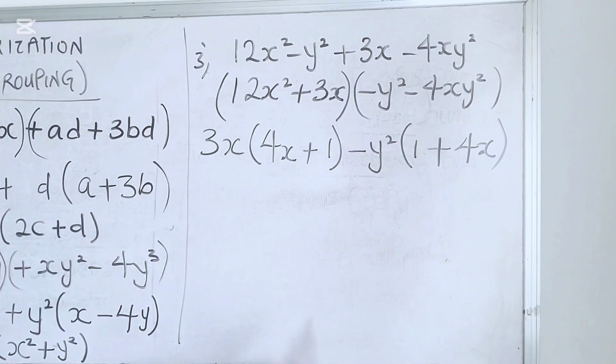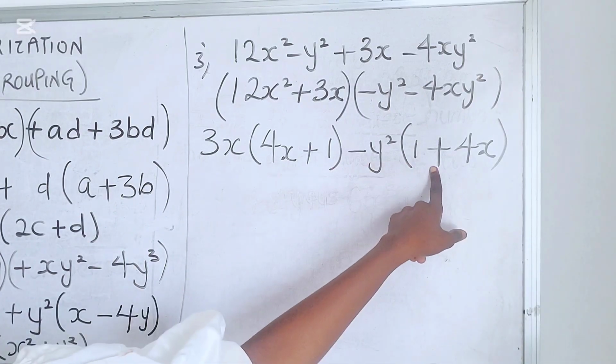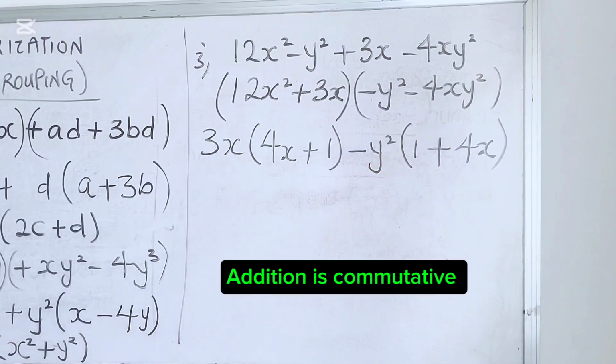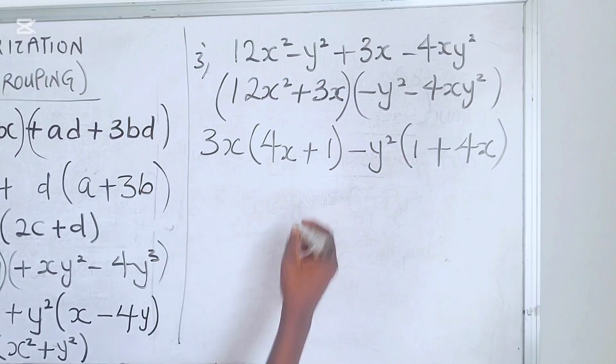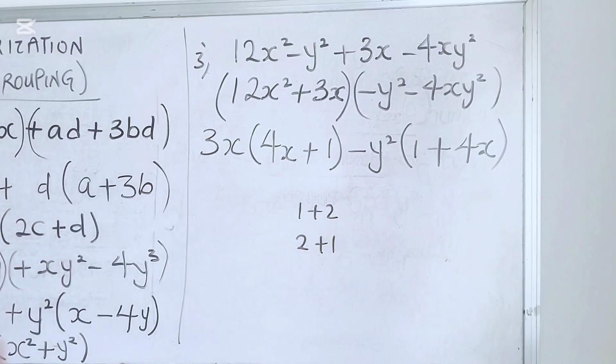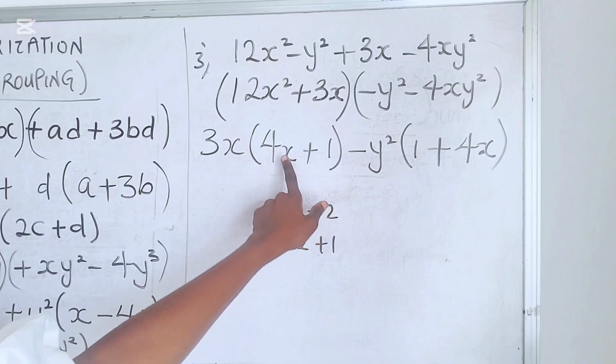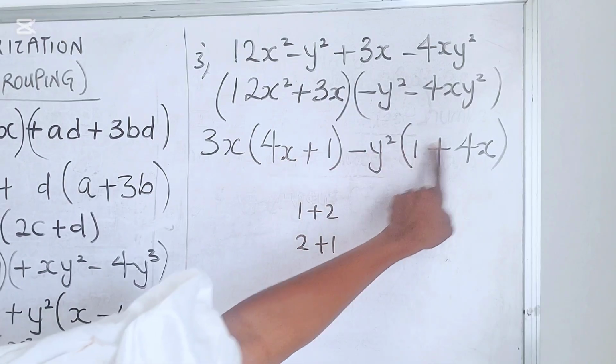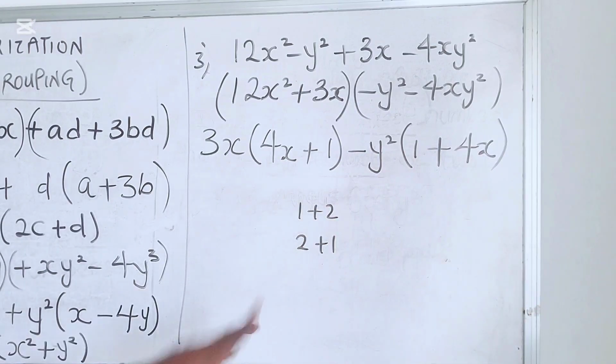Do you see? So if you see, 4x plus 1 is the same as 1 plus 4x. Addition is commutative. You can write it like this, you can write it like this. What do we mean? 1 plus 2 is the same as 2 plus 1. You will still get 3. So that's what this means. 4x comes before 1, 1 comes before 4x. They are the same, right? So long there's a plus in the middle. So it's the same thing.